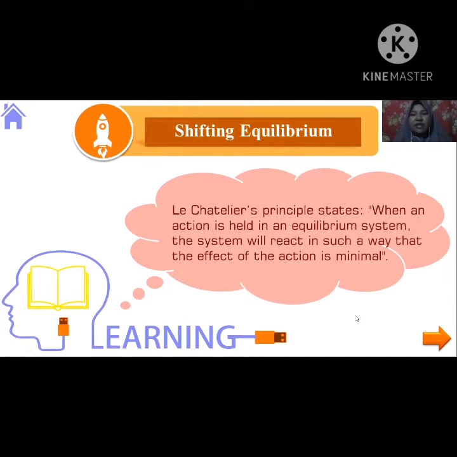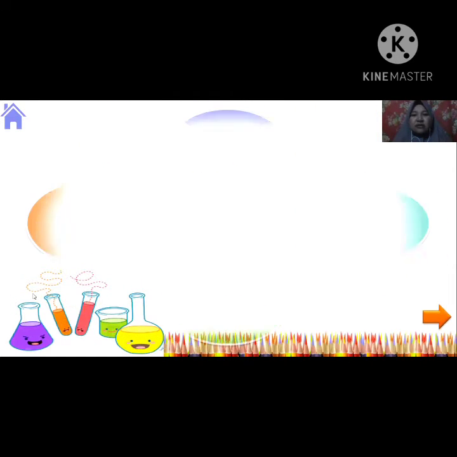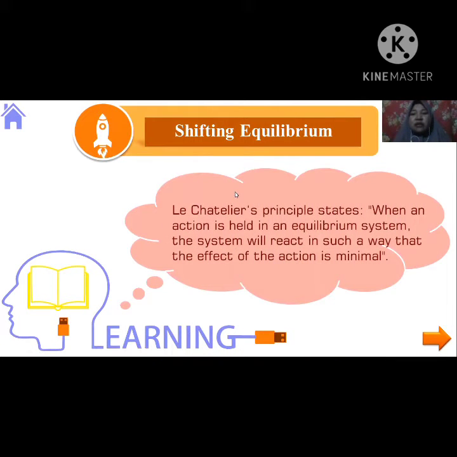Okay, about the shifting, shifting equilibrium is based on Le Chatelier's principle. Le Chatelier's principle states when an action is held on an equilibrium system, the system will react in such a way that the effect of the action is minimal. So the shifting equilibrium is based on Le Chatelier's principle.